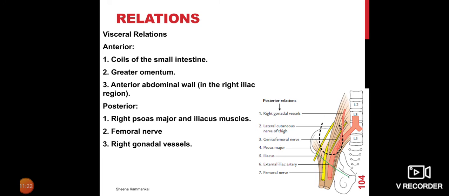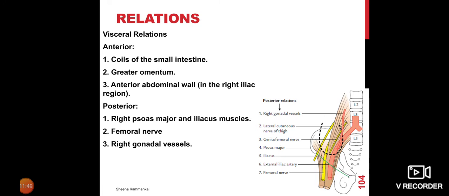If you see the relations of the cecum, the cecum is present in the right iliac fossa. The iliac fossa is one of the 9 regions of the abdomen: umbilical region, epigastric, hypogastric, then hypochondriac, lumbar and iliac fossa. The cecum is present in the right iliac fossa.